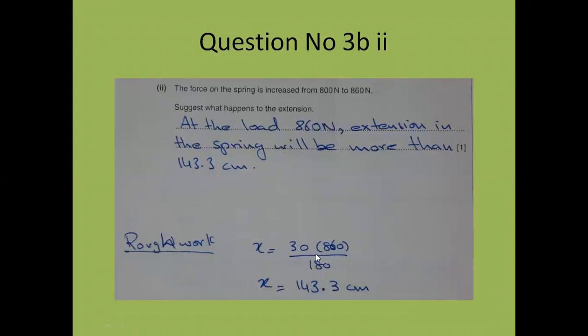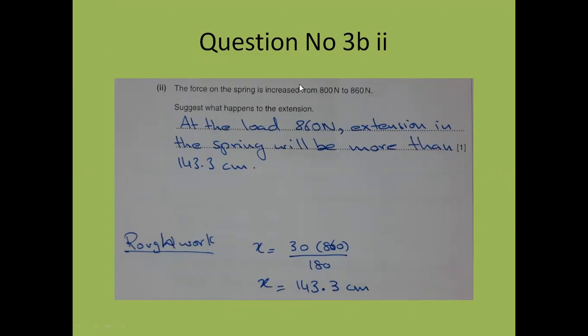I have used that proportion method, and I'm trying to find out what the extension will be if the load is 860 Newton and the limit of proportionality is not crossed. So x will be 30 multiplied by 860 divided by 180, so 143.3. If the limit of proportionality is not crossed and you have applied the 860 Newton load, then the extension will be 143.3 centimeter.